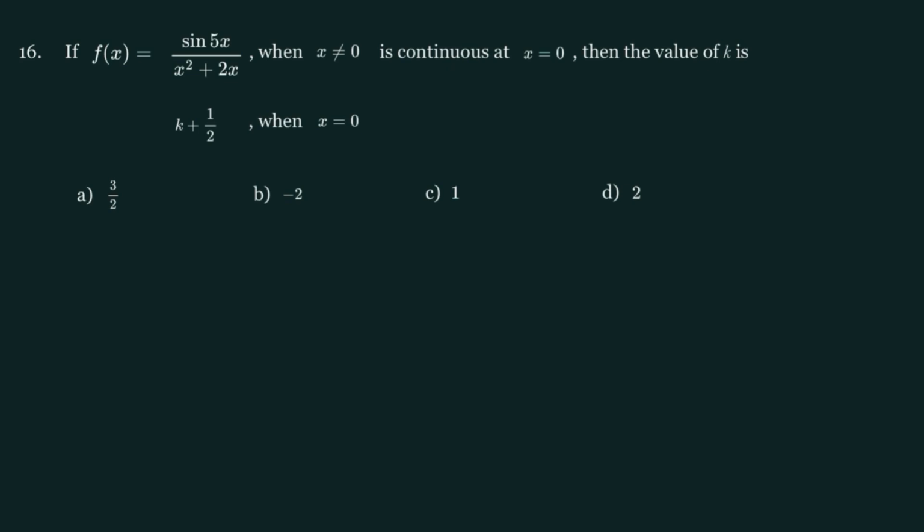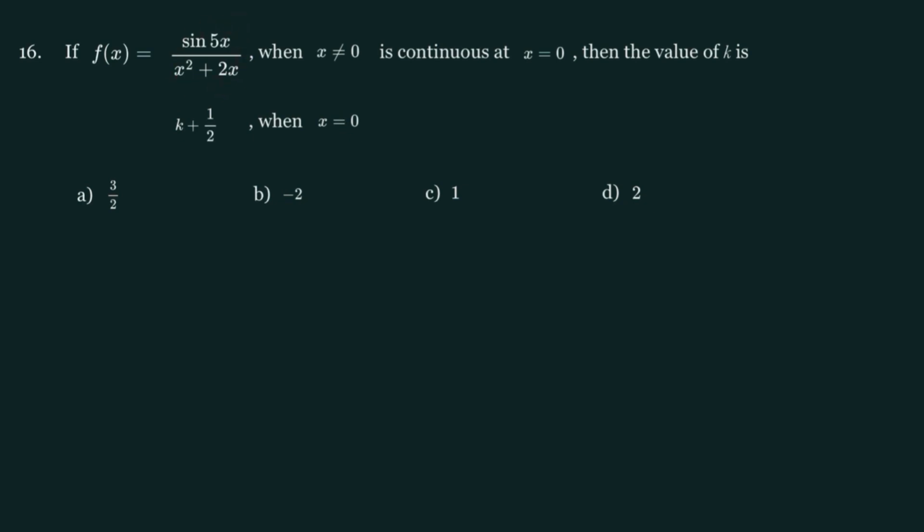So first let us try to find a limiting value and functional value, and let us make them equal, and in this way we will get the value of k. So here, while finding the limiting value, we need not find the left hand limit and right hand limit separately, because as you notice here, the function is same when x not equals to 0. That means whether you approach 0 from the left hand side or from the right hand side, the function is same. So we can directly find the limit.